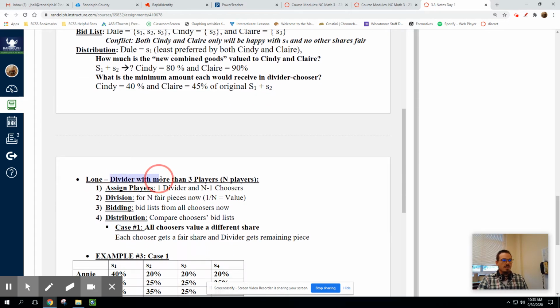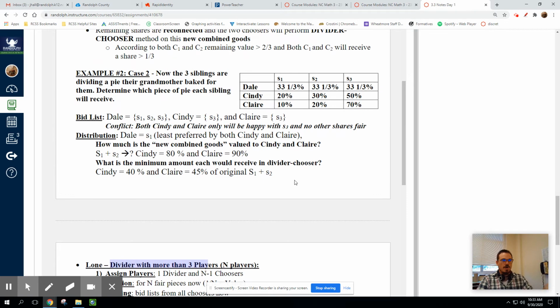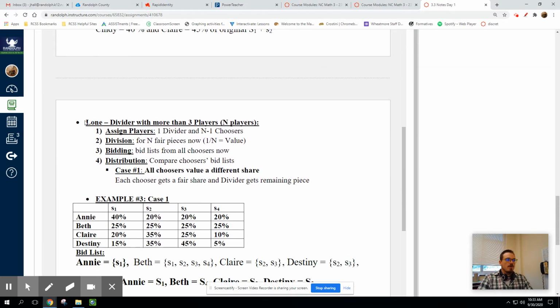So the loner divider with more than 3 players, now we're not necessarily worried about it, but we can make a cut. We didn't decide who it was going to be, but that's the maximum that each one will get. So don't worry too much yet. So the loner divider with more than 3 players, doesn't matter how many it is, you've got to assign who the players are. One person's the divider, and then everybody else is a chooser. So the division is in fair ways.